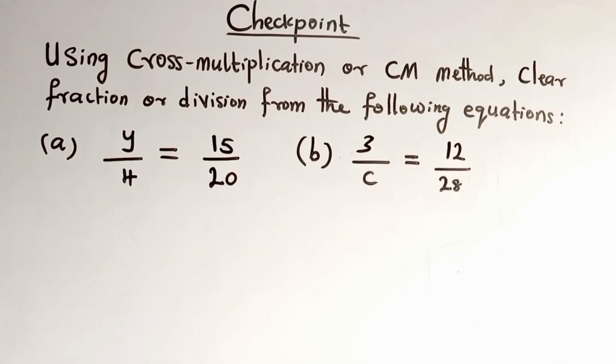Right, it says using cross multiplication or CM method, clear fraction or division from the following equations. A, y over 4 is equal to 15 over 20. B, 3 over c is equal to 12 over 28. In this second example, you should find the LCM of c and 28. Use it to multiply both sides. You're going to get the same thing.